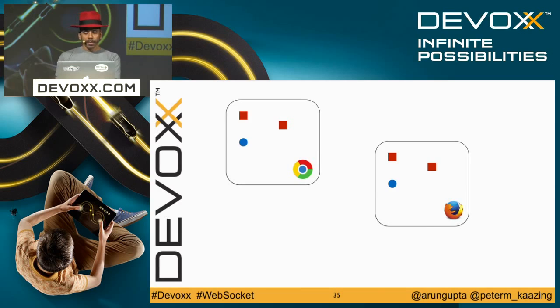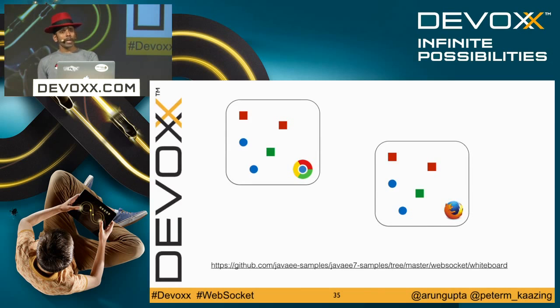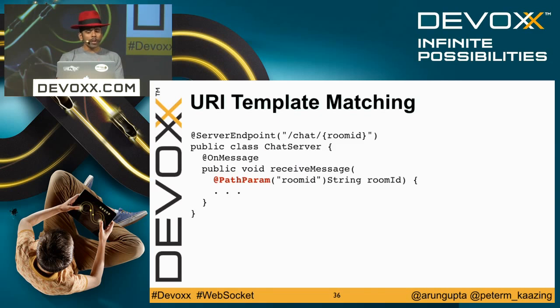All right. Once again, you can access this exact sample on this particular Git URI. In terms of the URI template matching, you can do the template matching very easily. This is following the REST design principles, or JAX-RS design principles rather. So you say /chat, room ID, whatever it is, @ServerEndpoint, @OnMessage, this is what we have seen. But this room ID can be easily mapped to a method parameter using the @PathParam annotation, okay?